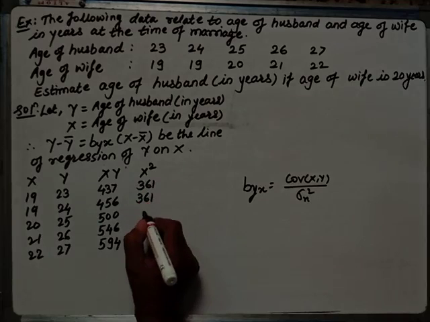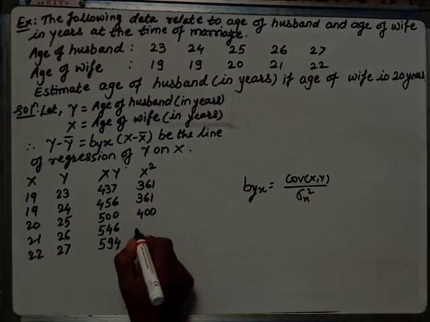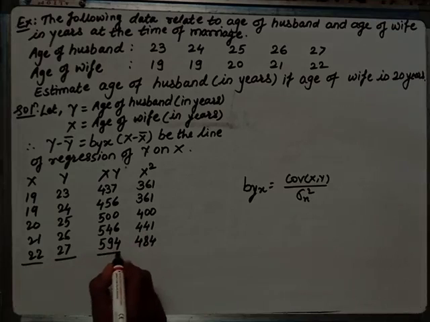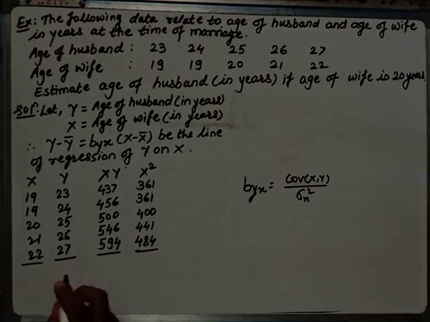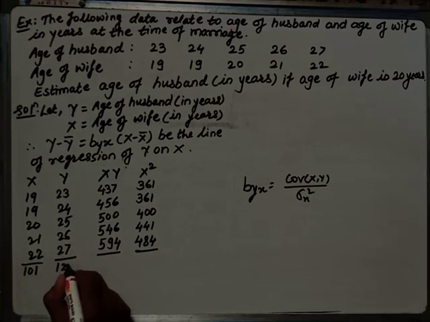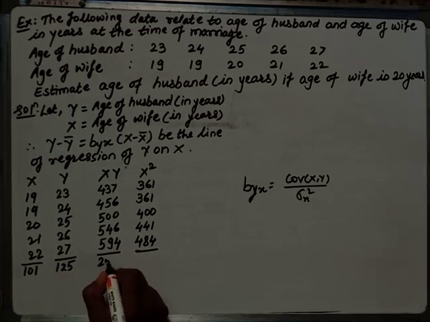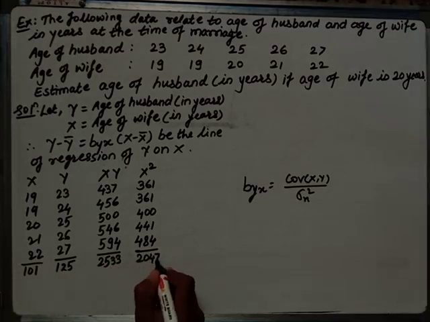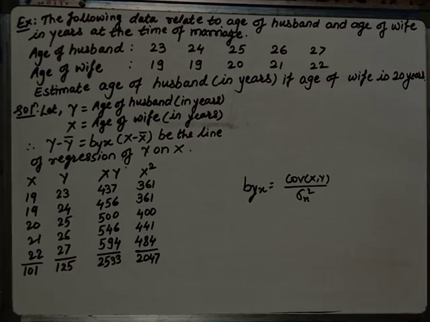Now let's do these sums. Sums are required here. This sum is 101. This is 125. I had already done these calculations; you can do them on your own. Okay, this is the table.